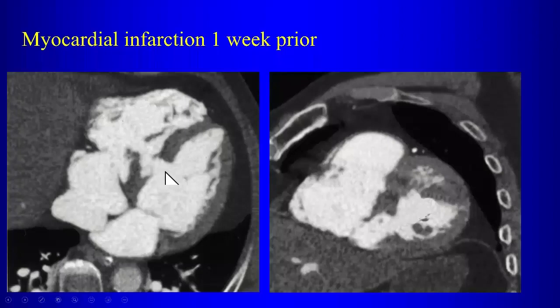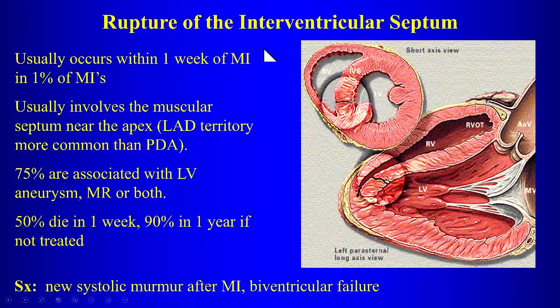This is another complication of acute myocardial infarction, and this also results in failure, exacerbation of heart failure after infarct. The shunt component is really not the part that's symptomatic. What happens is the patients go into failure, so with rupture of the interventricular septum. So usually occurs within 1 week of infarct. It's pretty unusual and usually involves the muscular septum near the apex, the LAD territory. Most of these patients also have a left ventricular aneurysm because of the involvement of the LAD, and the mortality rate is quite high in these cases.